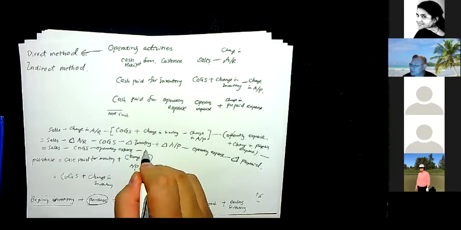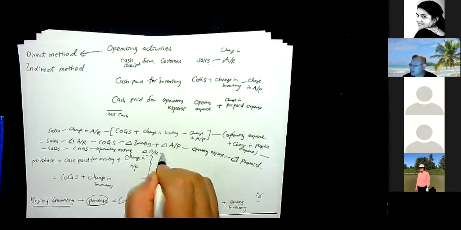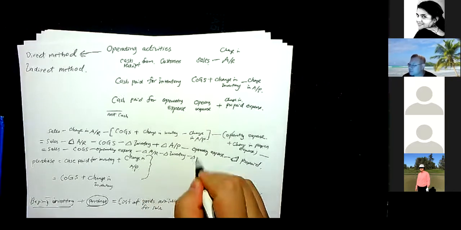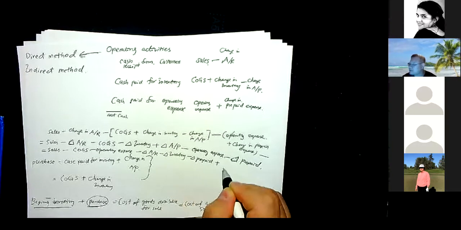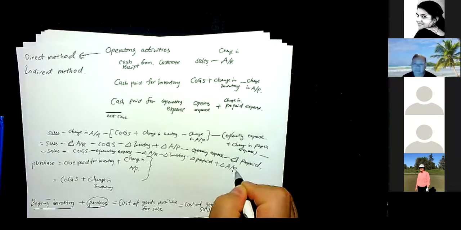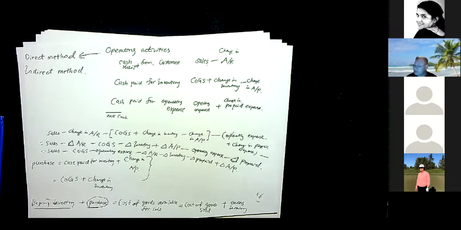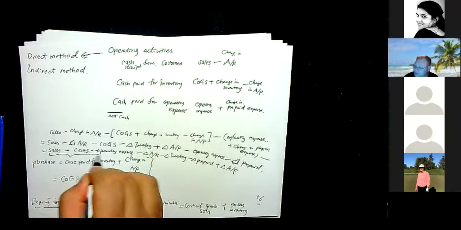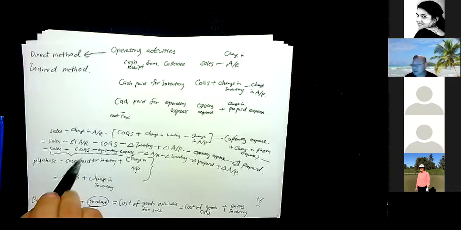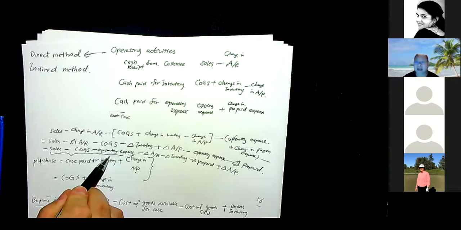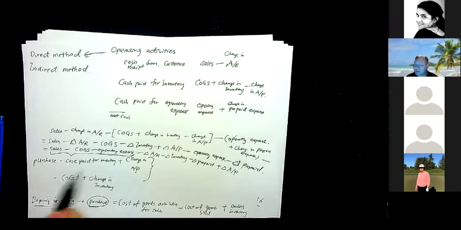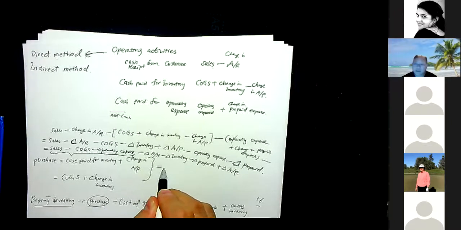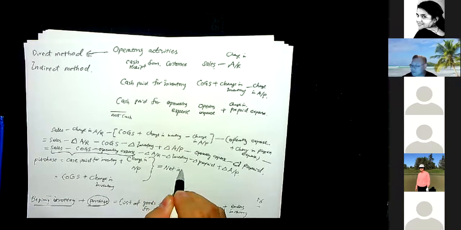And then minus change in AR, minus change in inventory, minus change in prepaid, plus change in AP. So this is very interesting now. For these items, can anyone tell me what is this? Sales minus cost of goods sold minus operating expenses. What is that? That's your net income.